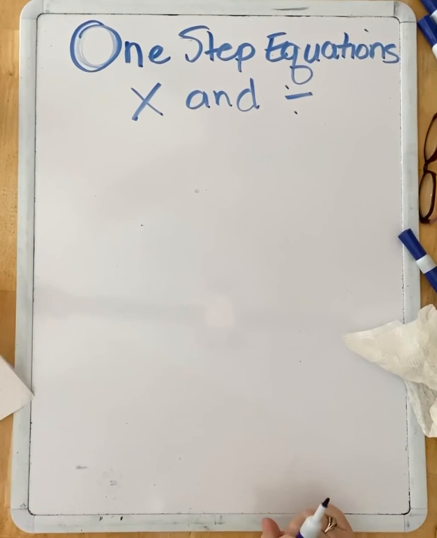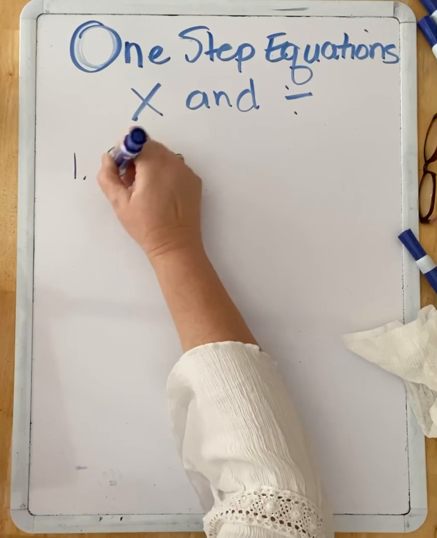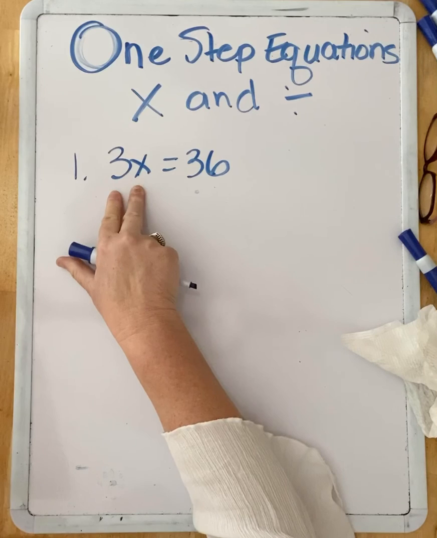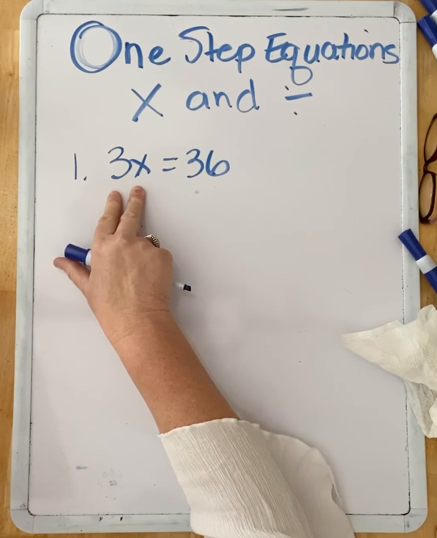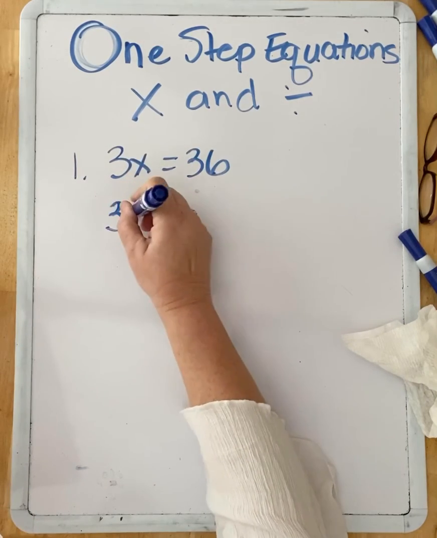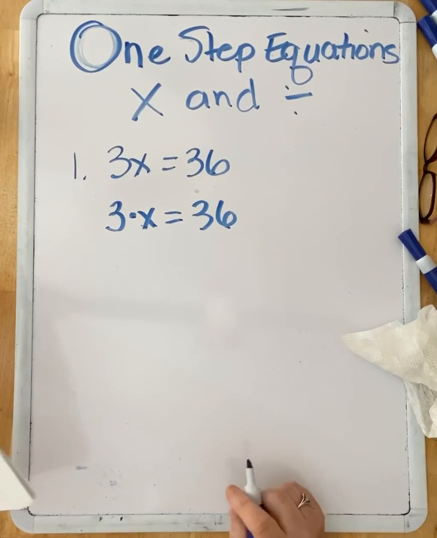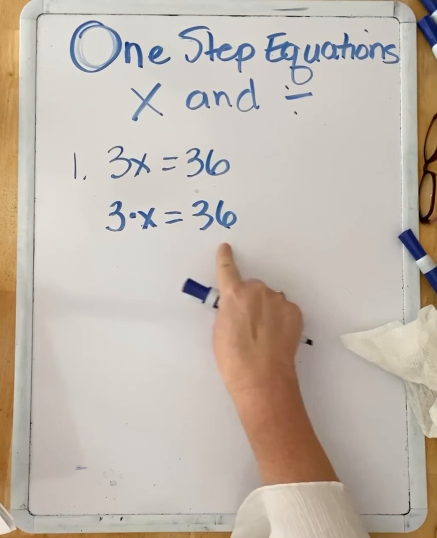All right, moving on to one-step equations, and these are multiplication and division equations. So my first one is 3x equals 36. When you have just a variable and a number right next to each other, it means multiplication. I know I've said that before, but I'm just going to keep reminding you. So this is 3 times x equals 36.